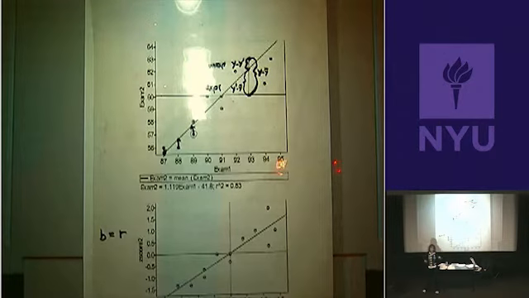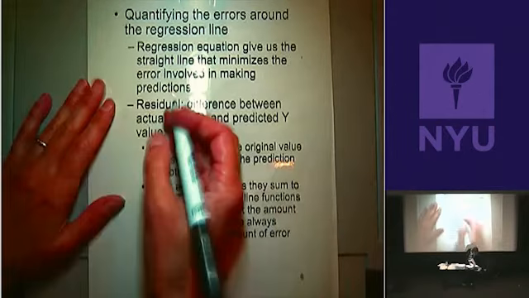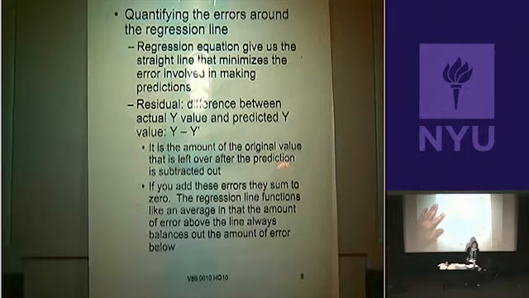Well, guess what? A regression line does the same thing. But the distance from the point to the prediction is not called a deviation score. It's called a residual. So here we have a residual. A residual is the difference between the actual y value and your predicted y value. That's called a residual. But it's like a deviation score. So I can't just take the average of my residuals to quantify this error. What am I going to do with it?